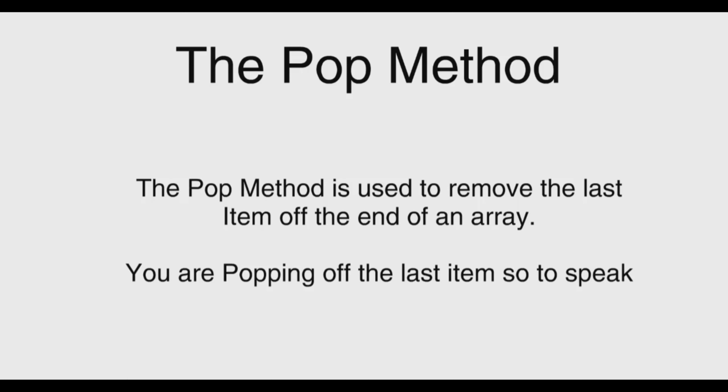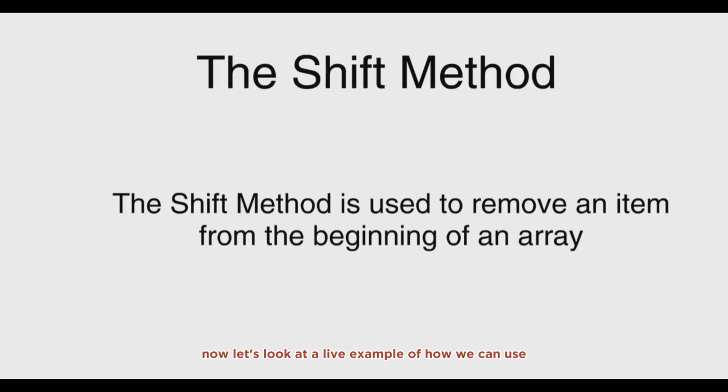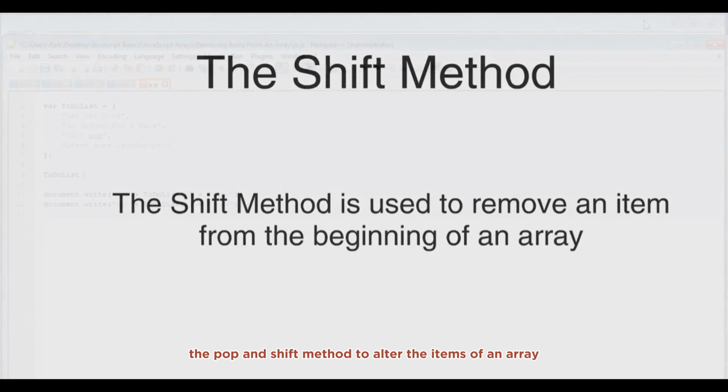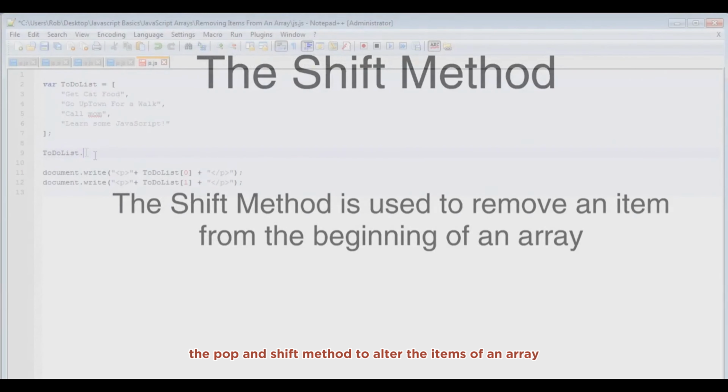The shift method, on the other hand, works just like the unshift method, except that instead of adding an item to the beginning of an array, we are removing the first item from our array. Now, let's look at a live example of how we can use the pop and shift method to alter the items of an array.